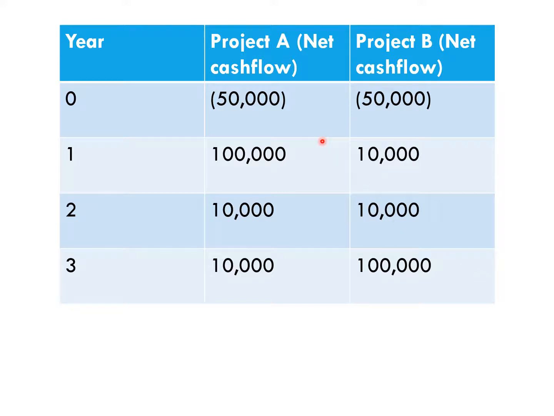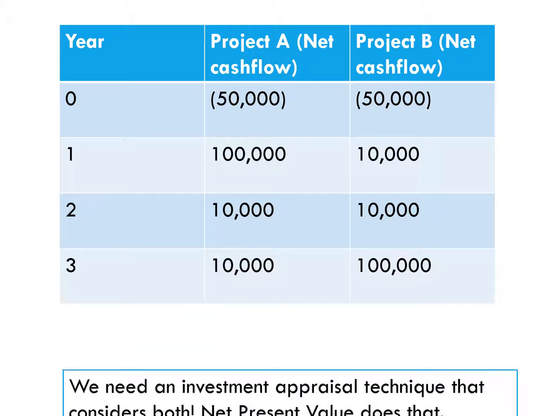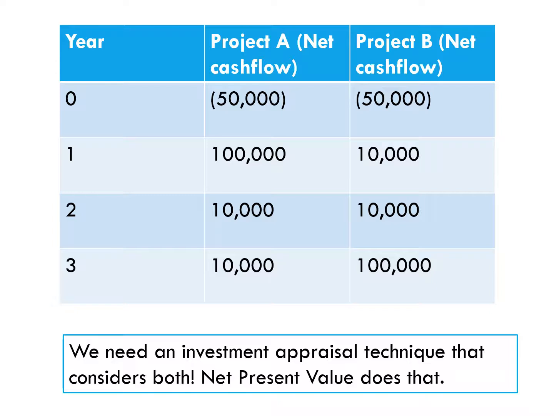But again, if you look at the profiles of the cash flows and the returns, which of these two projects would you prefer? Well, most people would prefer project A, I would imagine, because we prefer to get our return earlier rather than later. So again here, ARR has a problem in that it doesn't take into account the timings. So what we need is an investment appraisal technique that considers both the magnitude of the returns and also the timing of the returns, and net present value does that.